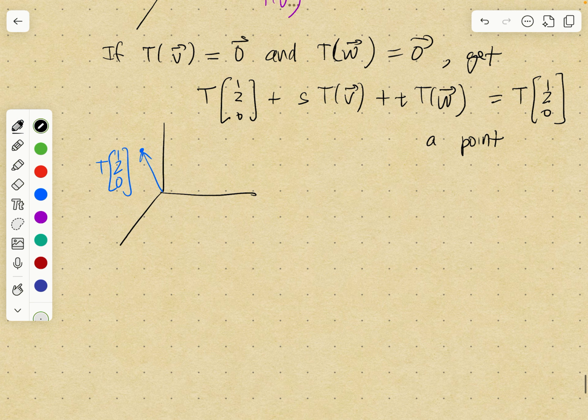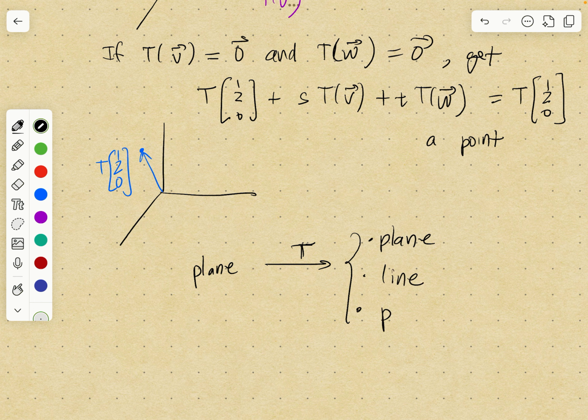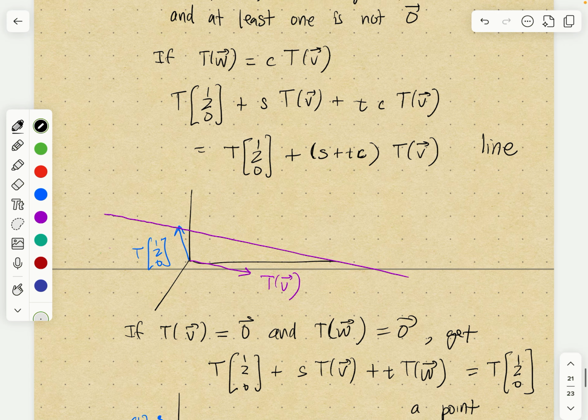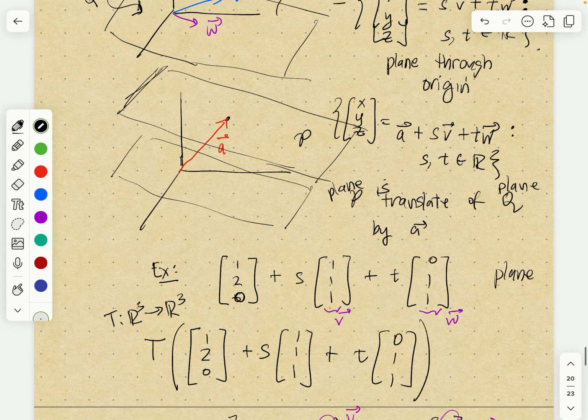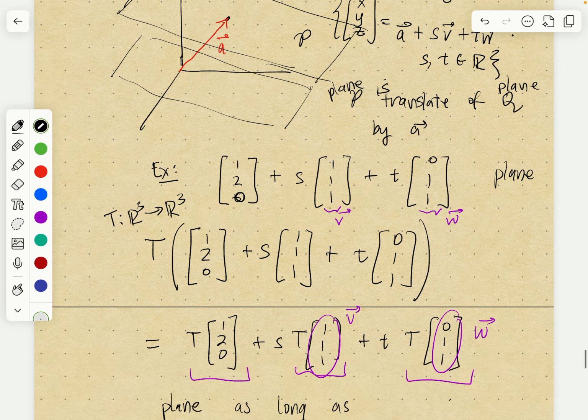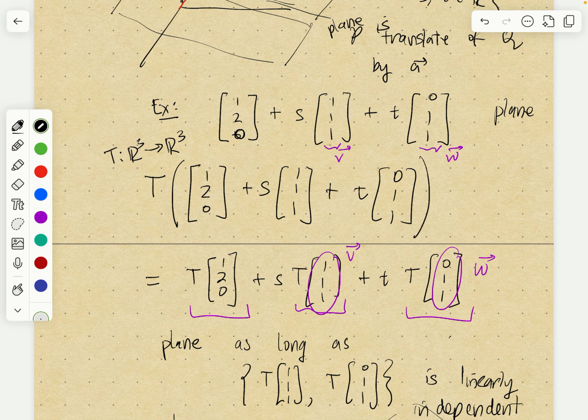So to summarize, if I have a plane and I apply a linear transformation to it, there are 3 possibilities. I could get a plane, I could get a line, or I could get a point. Okay? So hopefully that gives you an idea of how linear transformations behave. It would be a good idea to play around with some concrete examples with a specific matrix to see what happens.